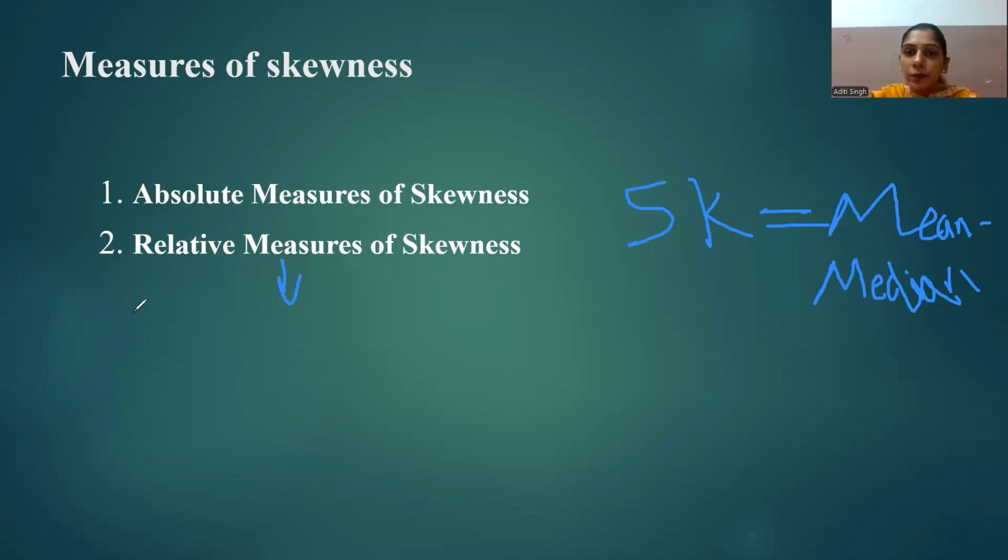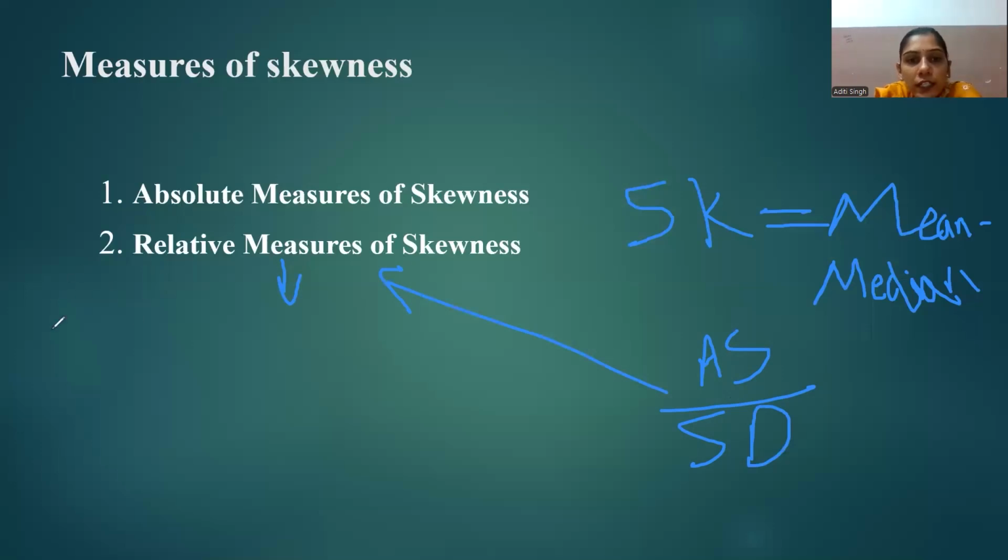Let me tell you the simple meaning of relative measure of skewness. In order to make a valid comparison between the skewness of two or more distributions, we have to eliminate the disturbing influence of variation. Such elimination can be done by dividing the absolute skewness by the standard deviation. When we divide absolute skewness by the standard deviation, that is the relative measure.